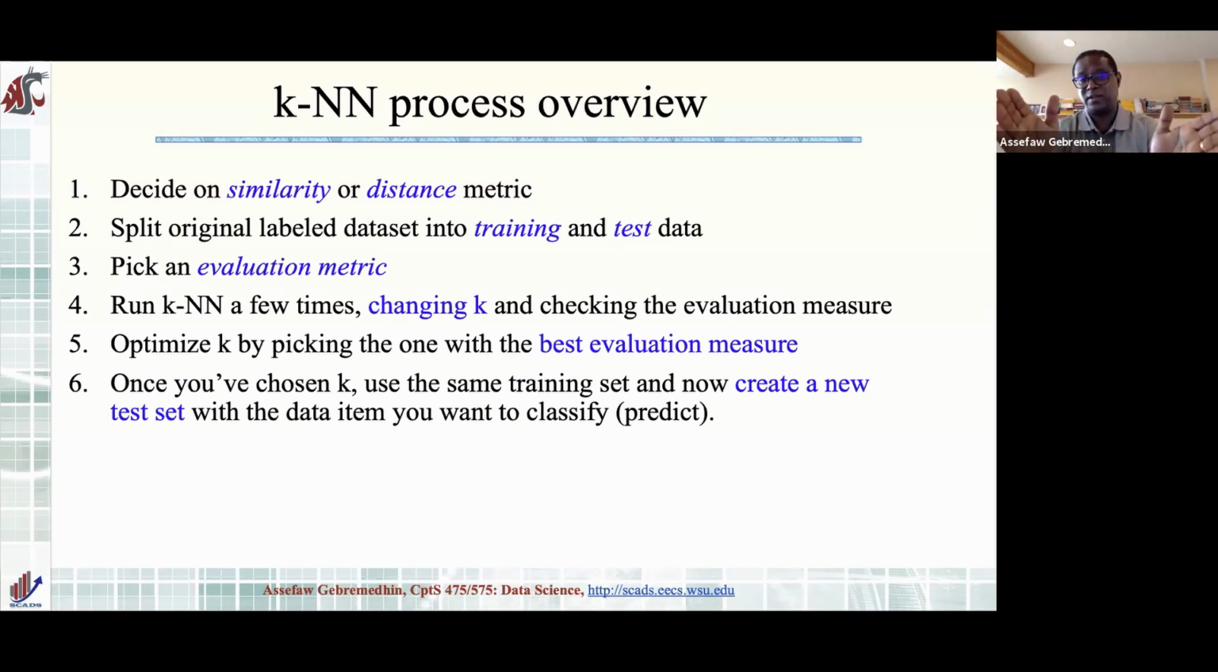Once we have chosen k, we have optimized. Now we use the same training set that we used in step two, and create a test set with the data item you want to classify. This is the one for which you want to have a prediction, and therefore you apply it. This is the k nearest neighbor process.